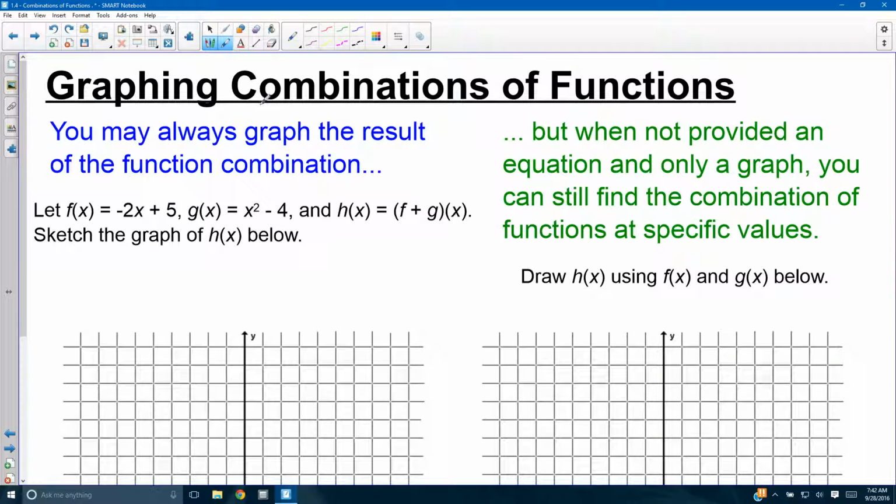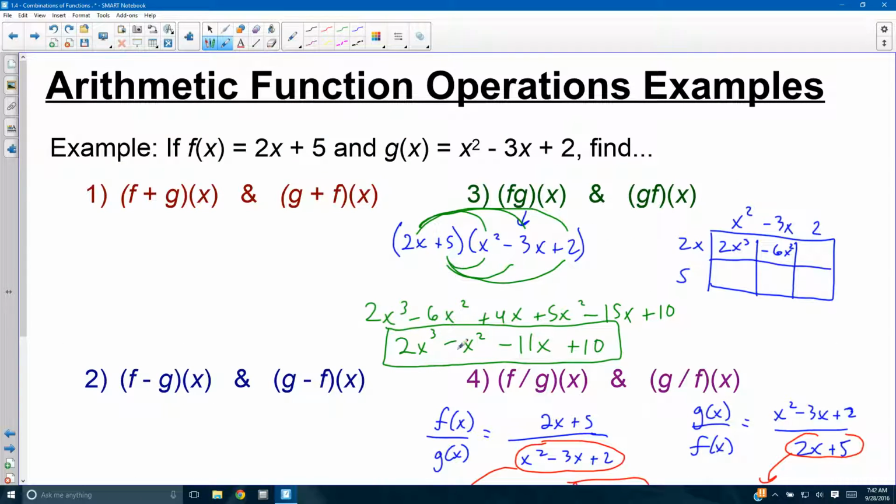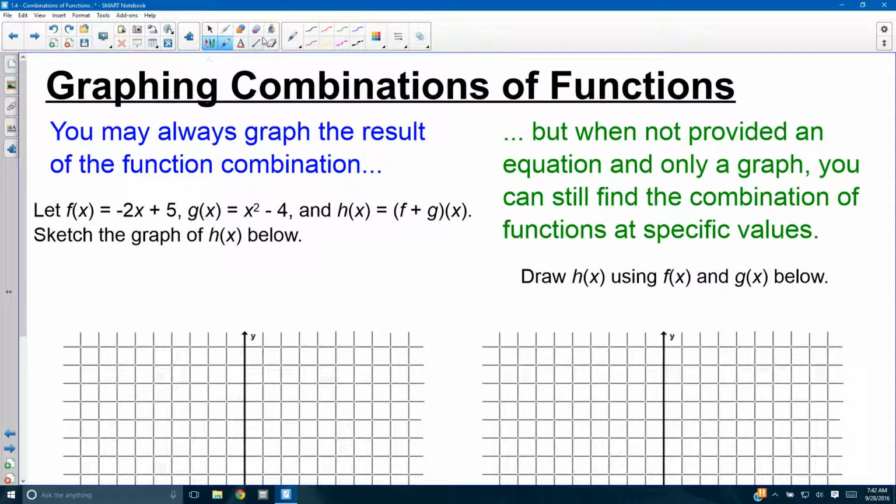Okay, if you were to graph a combination of functions, I'm going to give you a different set of functions here. They're still linear and a quadratic. But we can do this in one of two ways. You may always graph the result of the function combination, meaning if you figure out what that function combination was, like we do right here, you can go ahead and always graph this guy. This one in particular is harder to do. I'll go ahead and do this one with you.